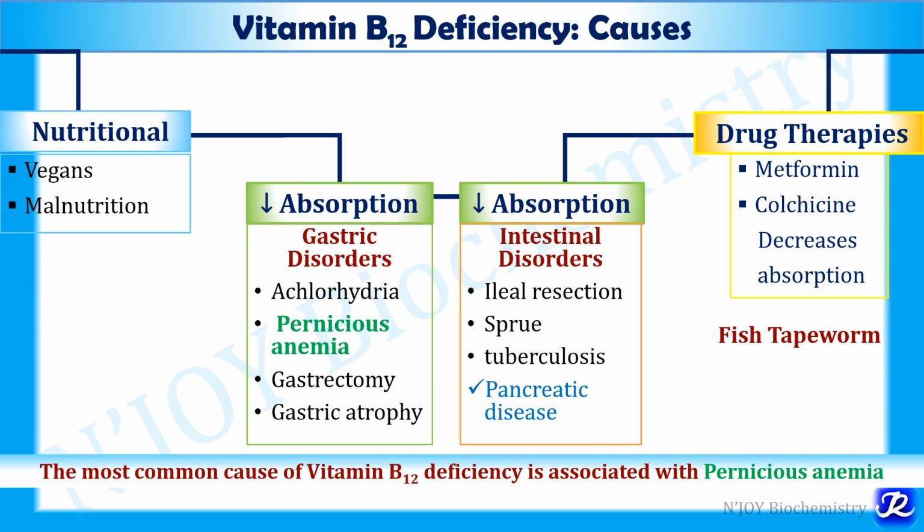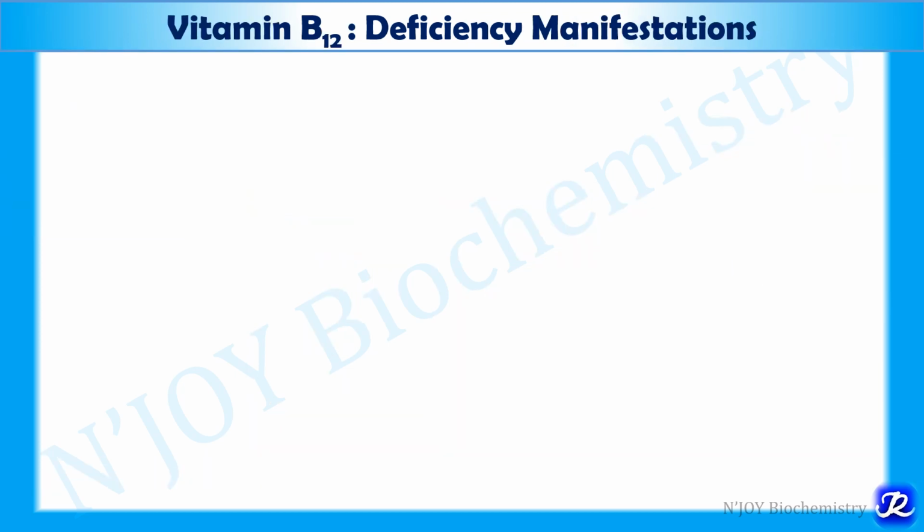The most common cause of vitamin B12 deficiency is associated with pernicious anemia, which is due to deficiency of intrinsic factor. However, it is rare in India. What are the deficiency manifestations of vitamin B12?